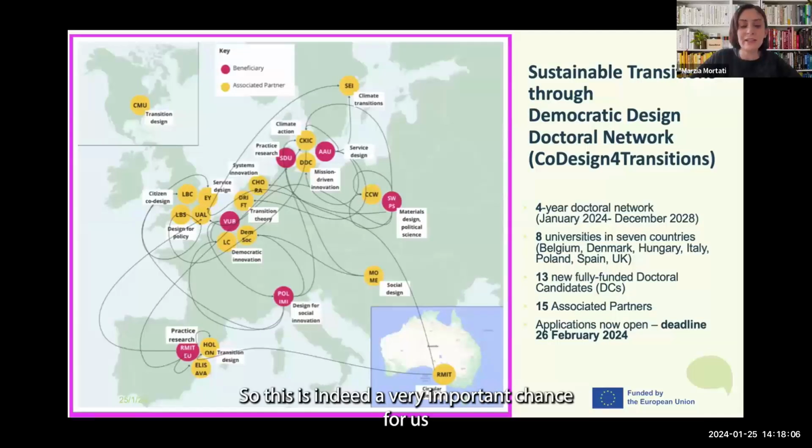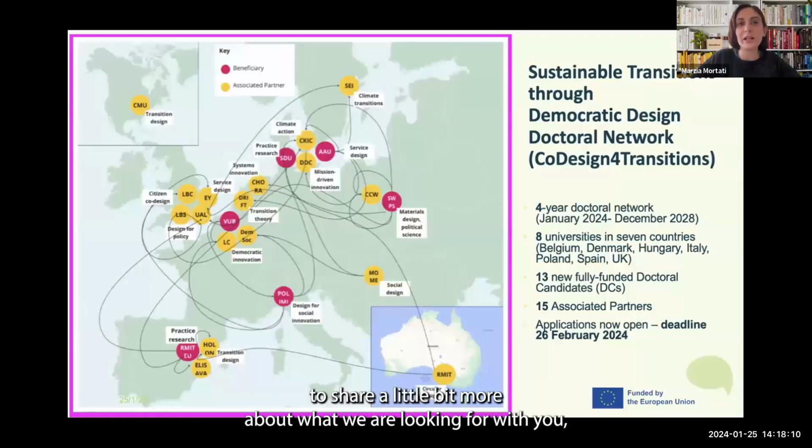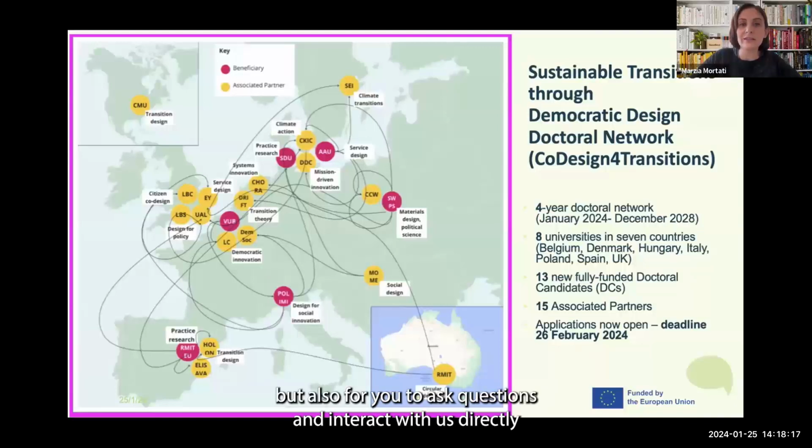So this is indeed a very important chance for us to share a little bit more about what we are looking for with you, but also for you to ask questions and interact with us directly on some of the aspects that concern this network.